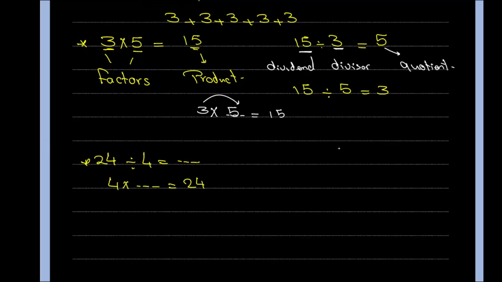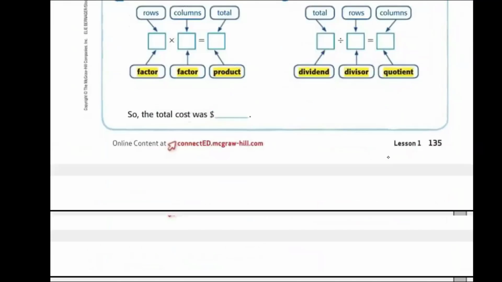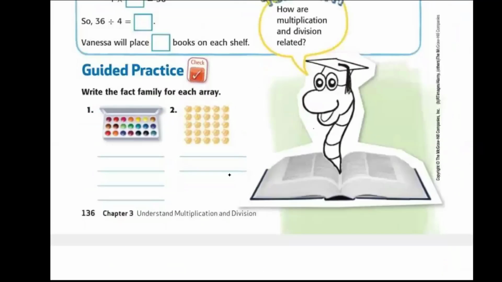Okay, we can go back to the book. Open your book page 136. If you finish opening the book, raise your hand, please. Have you finished? Okay.